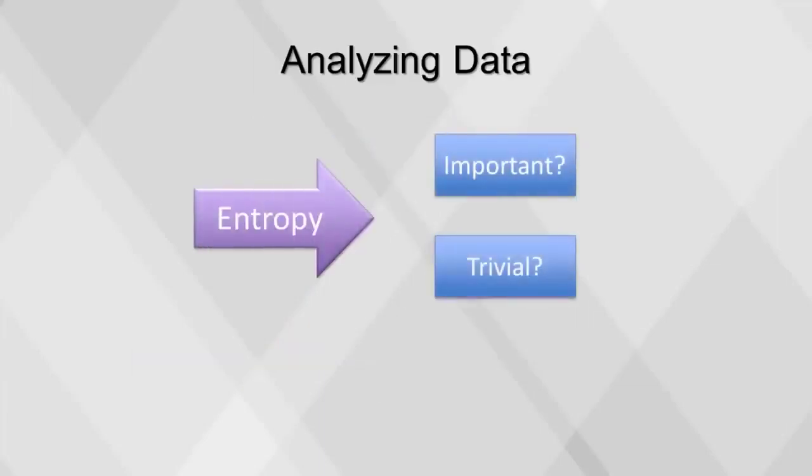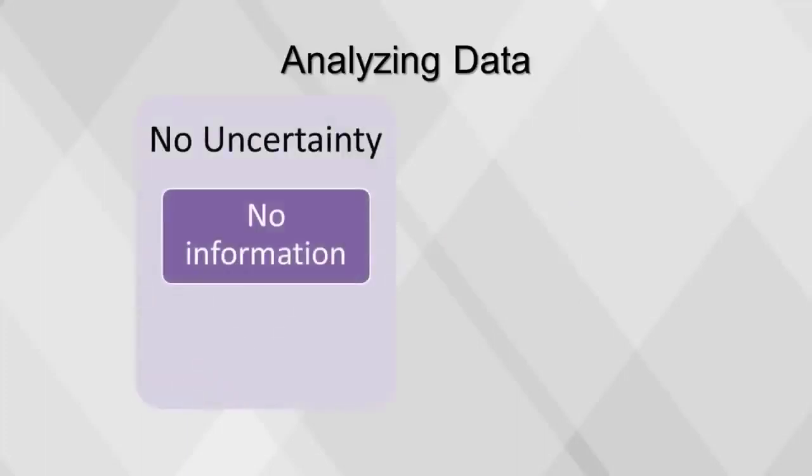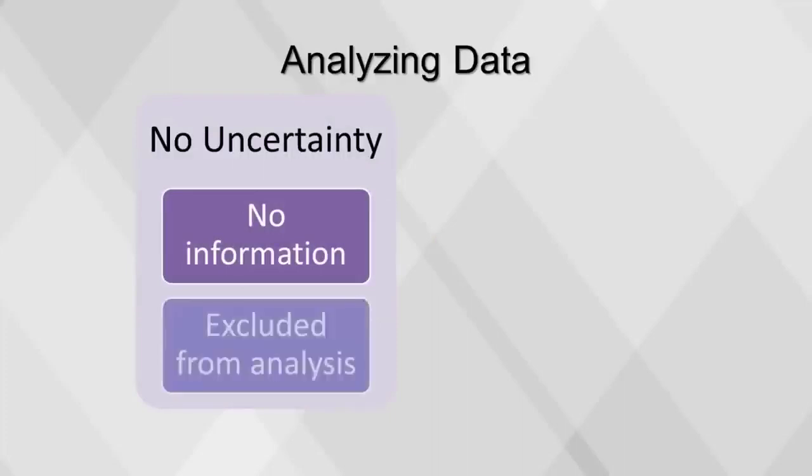How does entropy apply to analyzing data? We can use the principles of entropy to decide what results are important and should be included in a report, and what results are trivial and should not be included. If there is no uncertainty for a variable, then there's no information. If we obtained a new observation, we would already know the value of that variable. Typically, variables with only one value are excluded from an analysis at the very beginning.